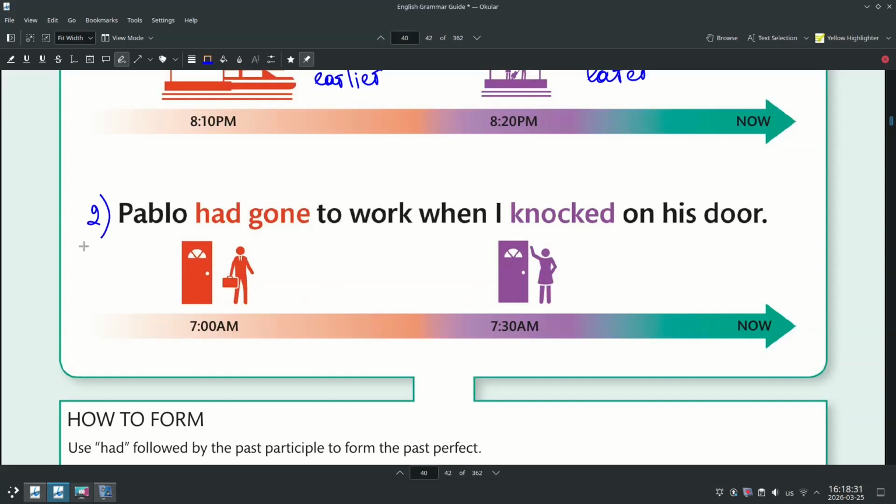Example number 2. Pablo had gone to work when I knocked on his door. So, action number 1, action number 2. Pablo had gone to work happened earlier, but I knocked on his door happened later.